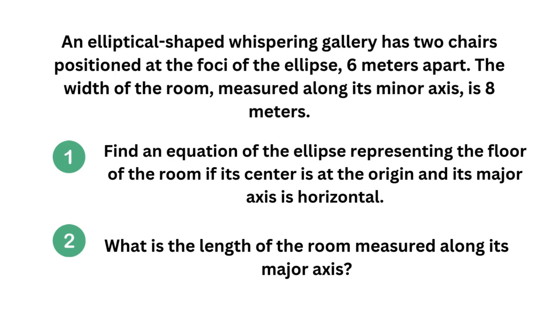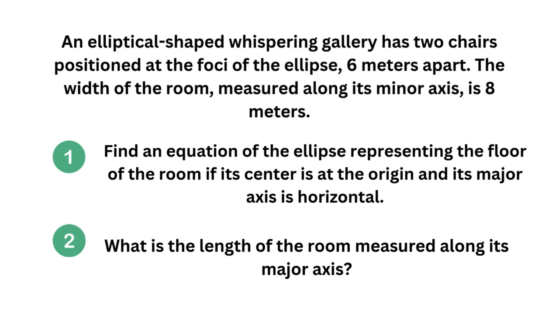An elliptical shaped whispering gallery has two chairs positioned at the foci of the ellipse, 6 meters apart. The width of the room, measured along its minor axis, is 8 meters. 1. Find the equation of the ellipse representing the floor of the room if its center is at the origin and its major axis is horizontal. And 2. What is the length of the room measured along its major axis?